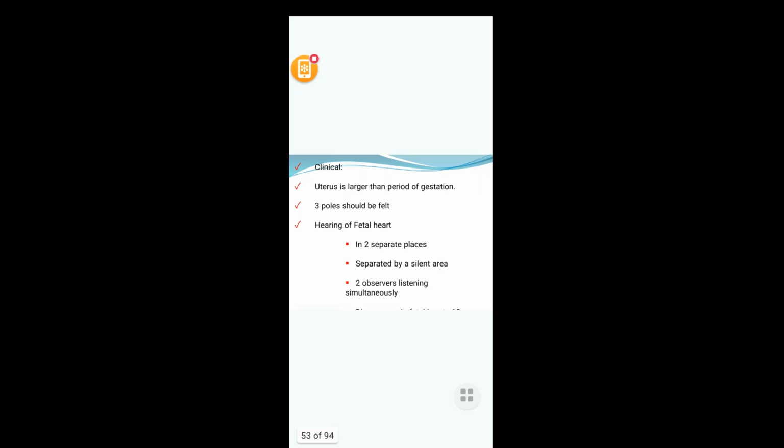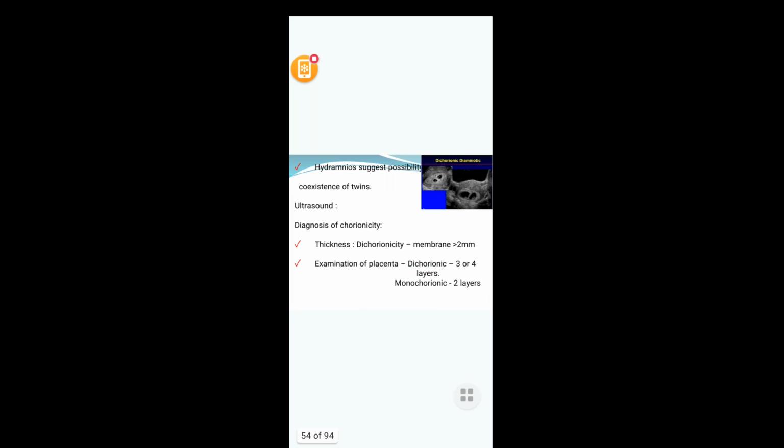Diagnosis is mostly clinical. The uterus is larger than the period of gestation. Three poles should be felt. On hearing of heartbeats, two separate places will be heard, separated by a silent area, with two observers listening simultaneously. When you do an ultrasound, you see dichorionic, diamniotic, and hydramnios will be seen.